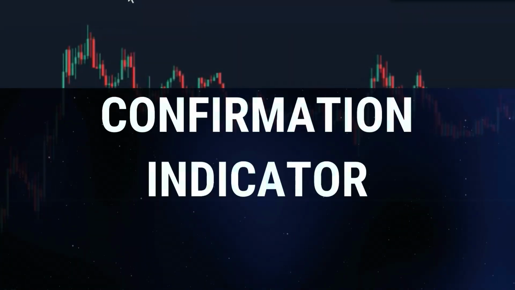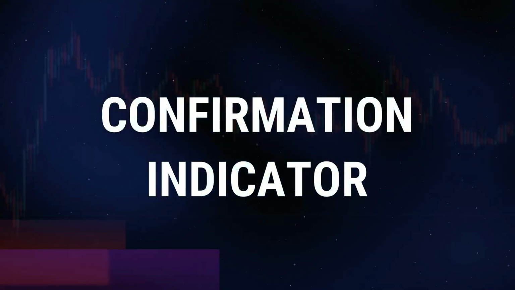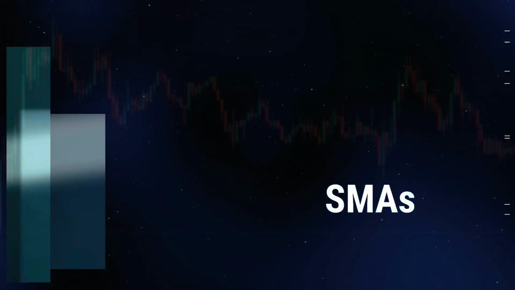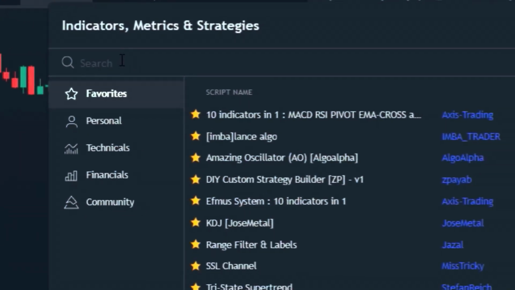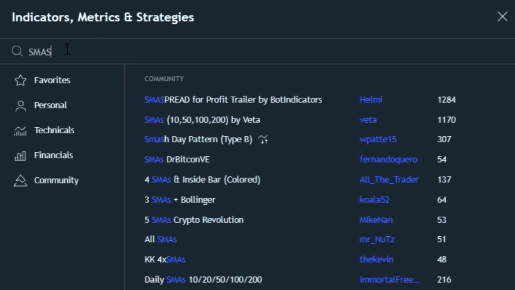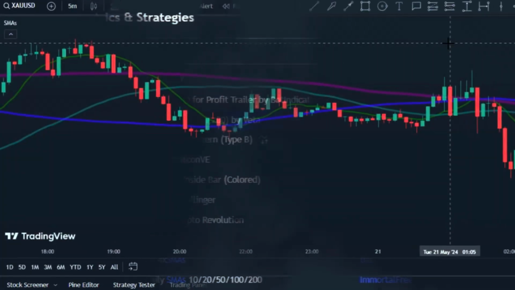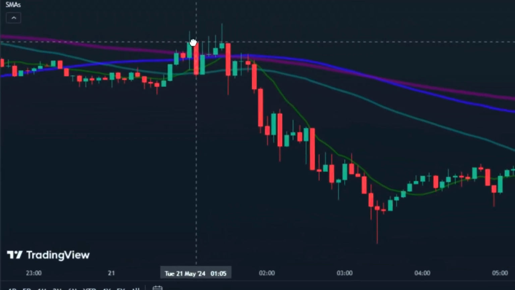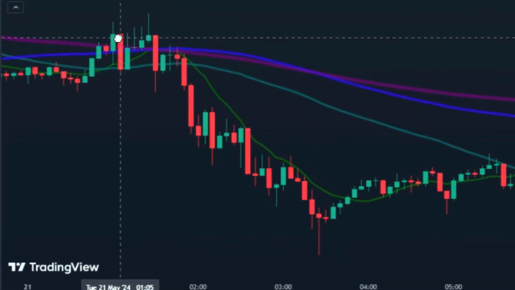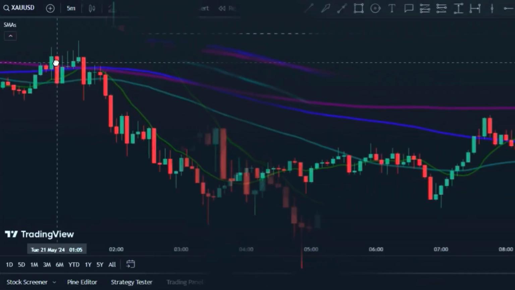Let's introduce a new tool to help confirm our trading decisions, the SMAs by Veta indicator. Just like we did with the KDJ Jose Metal, head over to the indicator section on your platform and search for the SMAs by Veta. Once you find it, add it to your chart. Now that it's on your chart, we'll need to fine-tune the settings to make it work well with the KDJ Jose Metal indicator. Don't worry, it's a simple process.